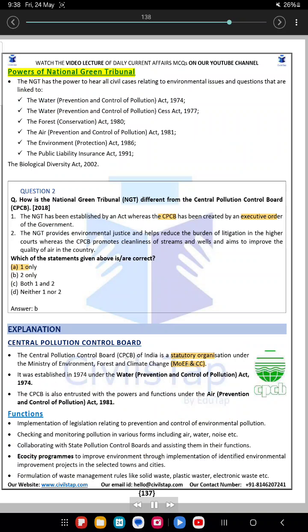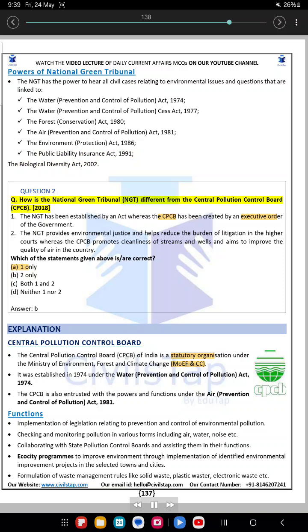Powers of National Green Tribunal. The NGT has the power to hear all civil cases relating to environmental issues and questions that are linked to the Water (Prevention and Control of Pollution) Act, 1974, the Water (Prevention and Control of Pollution) Cess Act, 1977, the Forest Conservation Act, 1980, the Air (Prevention and Control of Pollution) Act, 1981, the Environment Protection Act, 1986, the Public Liability Insurance Act, 1991, and the Biological Diversity Act, 2002.